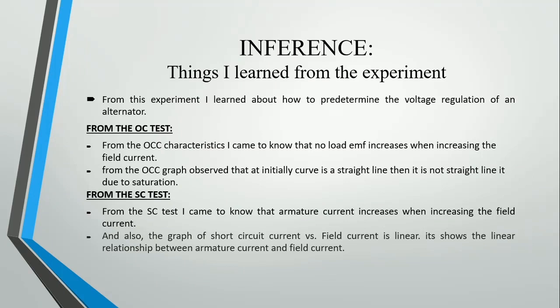Things I learned from the experiment. From this experiment, I learned how to predetermine the voltage regulation of an alternator. From the OC test, from the OCC characteristic, I came to know that the no load EMF increases whenever we increase the field current. I observed that initially the OCC graph follows a straight line, and after some point it gets saturated. From the SC test I came to know that the armature current increases whenever we increase the field current, and from the graph we could understand that short circuit current versus field current follows a linear relationship.